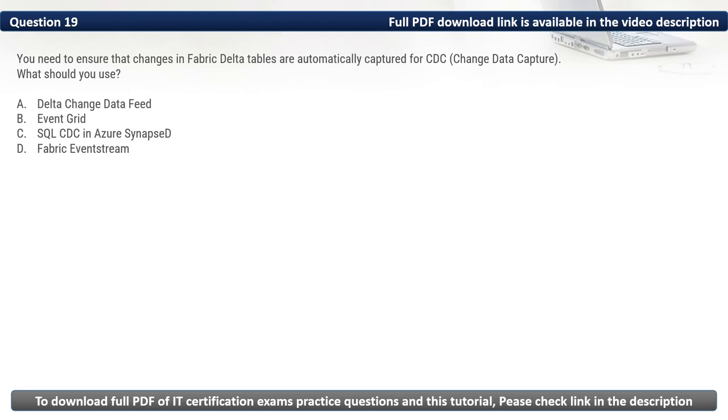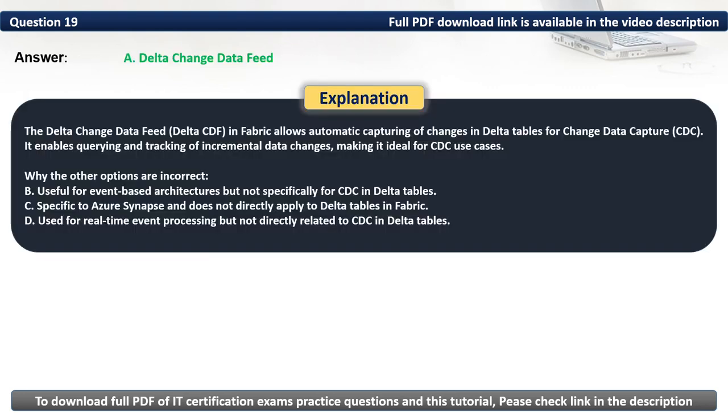As such, what we should use is Delta Change Data Feed. Thus, the correct option is A. The Delta Change Data Feed in Fabric allows automatic capturing of changes in Delta tables for change data capture. It enables querying and tracking of incremental data changes, making it ideal for CDC use cases.